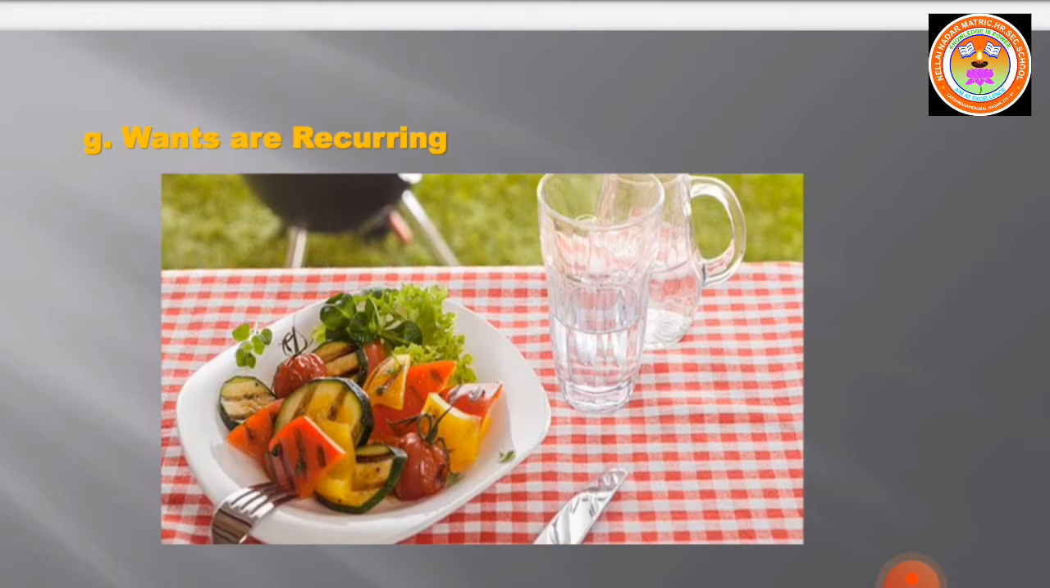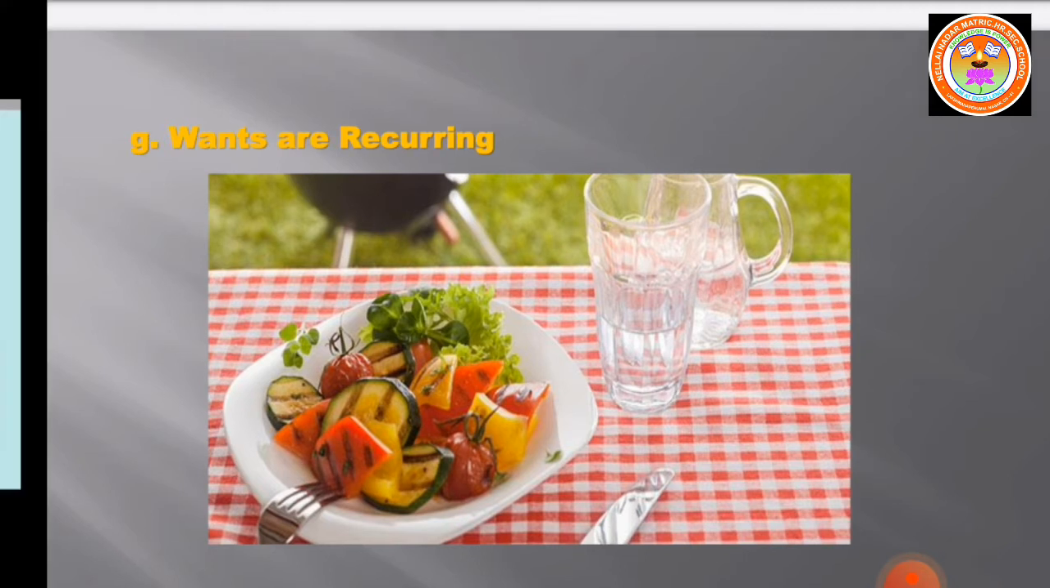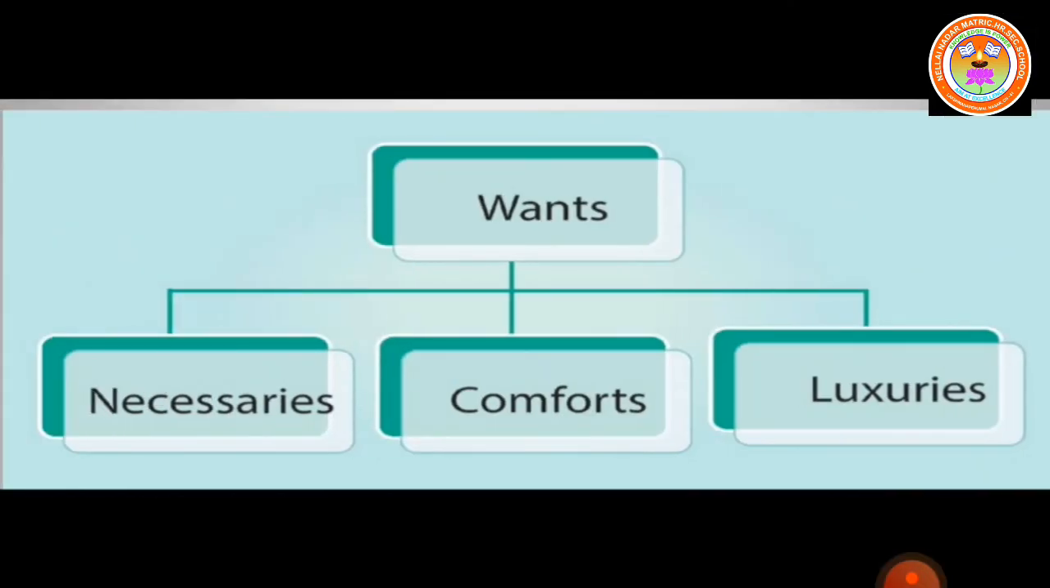Then wants are recurring. That means the wants sometimes occur again and again. The best example of this is having food. In the morning you take breakfast, again in the afternoon lunch, and then in the evening tiffin, and then again night dinner. The wants occur again and again.